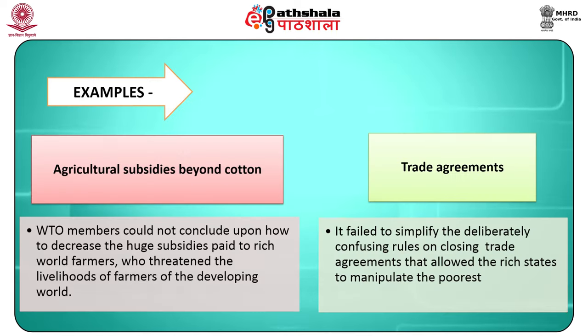Various examples can be quoted of how the WTO has failed the poor. Some of these examples are as below. Agricultural subsidies beyond cotton. WTO members could not conclude on how to decrease the huge subsidies paid to rich world farmers, who threaten the livelihood of farmers of the developing world. Trade agreements. It failed to simplify the deliberately confusing rules on closing trade agreements that allowed the rich states to manipulate the poorest.